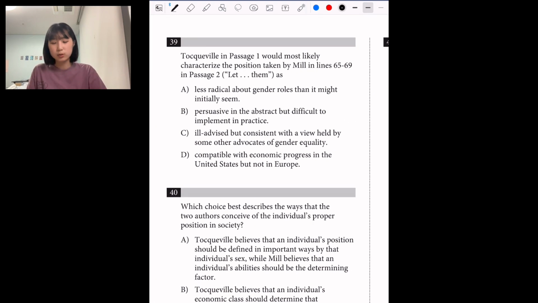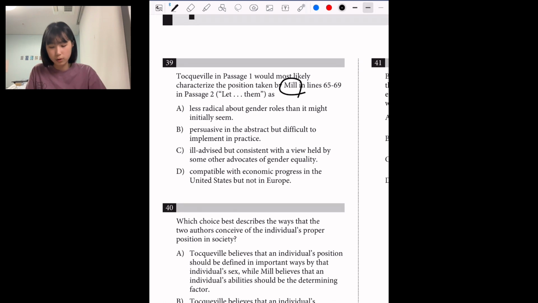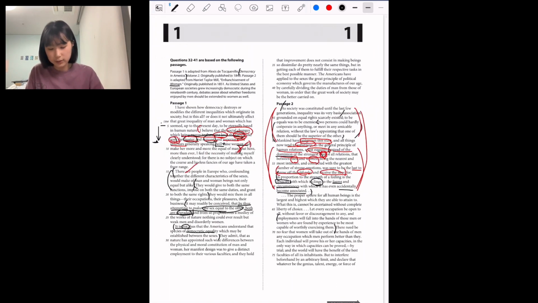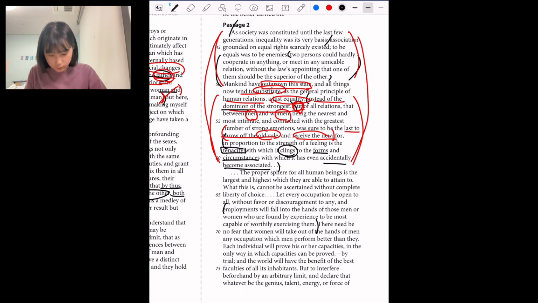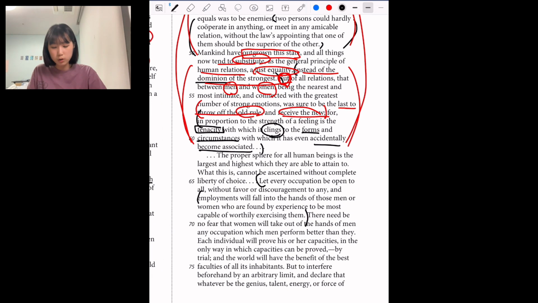Tocqueville in passage 1 would most likely characterize the position taken by Mill in lines 65 to 69 in passage 2 as. So we're going to look at 65 to 69. And yeah, 65 here, it says, let every occupation be open to all, without favor or discouragement to any. And employments will fall into the hands of those men or women who are found by experience to be most capable of worthily exercising them.